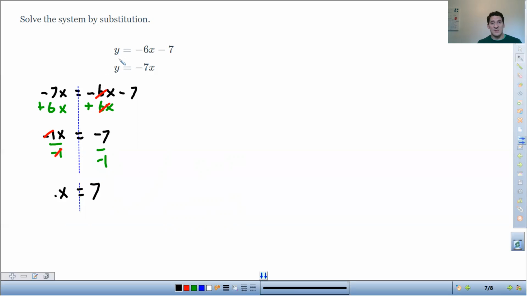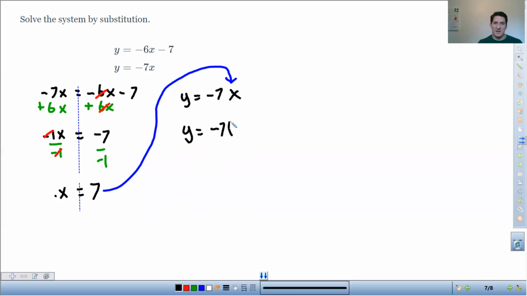You need to substitute the 7 and put it into one of the x's here. So either the top x here or the x here. I'm going to use the bottom one because that's going to be less work. So negative 7 times x. And x is positive 7. So I'm going to take this, substitute it in here. So I get y is equal to negative 7 times x, and x is 7. Negative 7 times 7 is negative 49. So write it as an ordered pair. x is 7, y is negative 49.